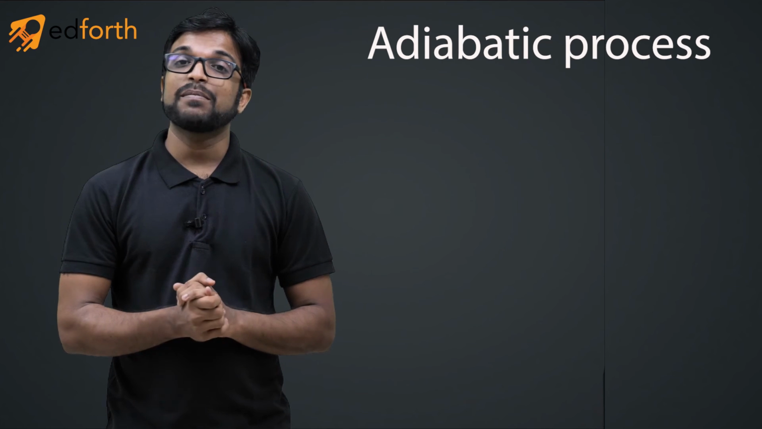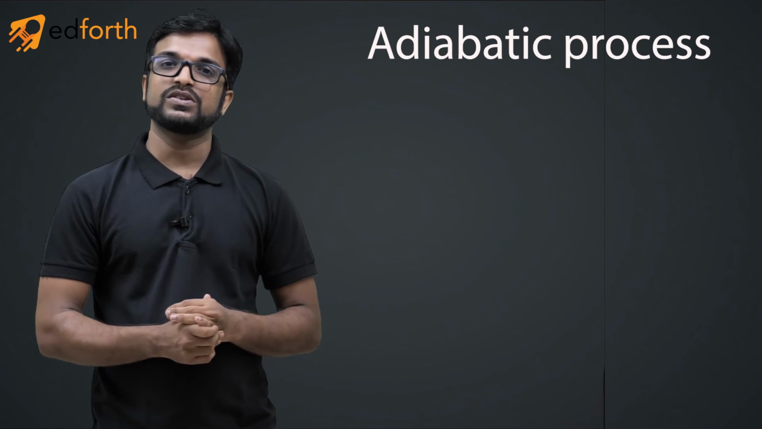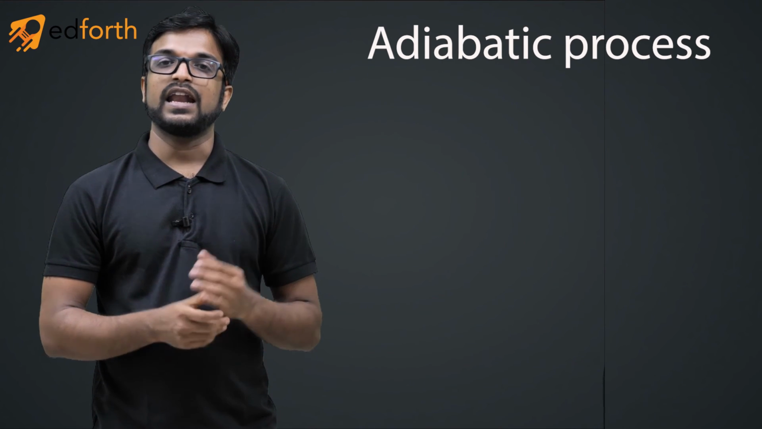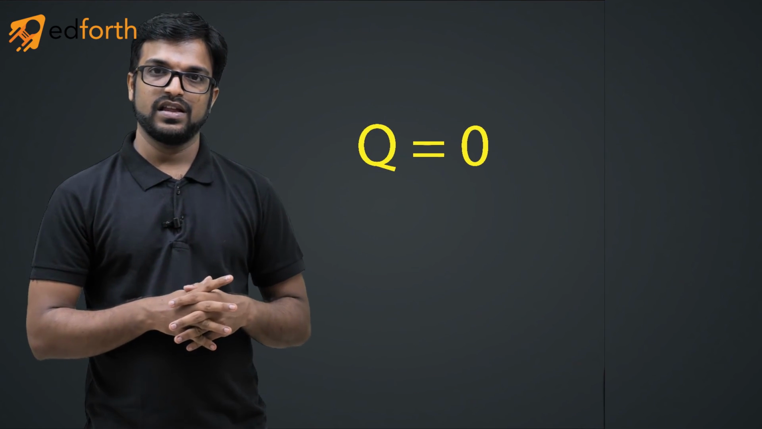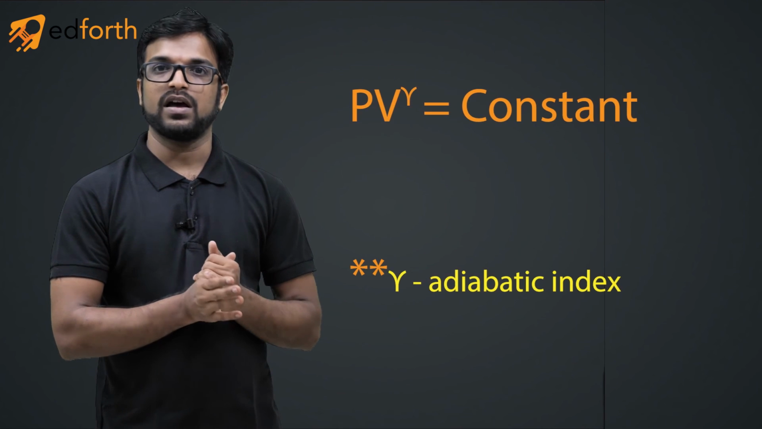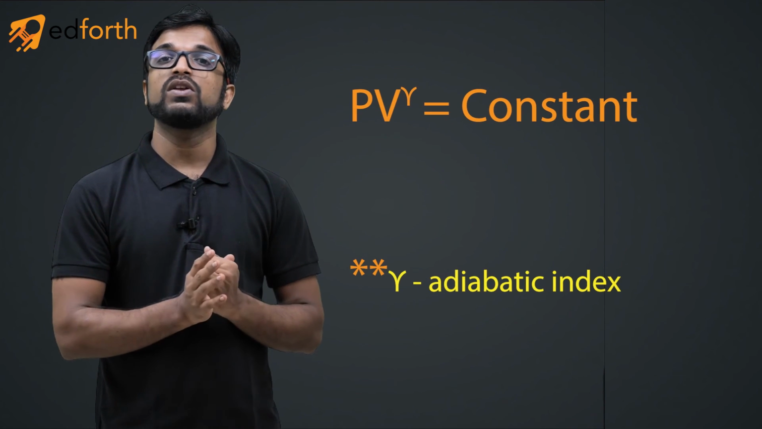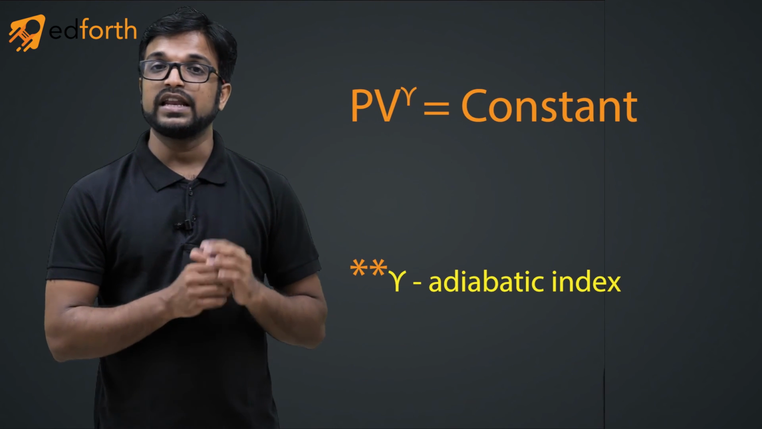Next is the adiabatic process. What is an adiabatic process? An adiabatic process is a process where heat transfer is zero. There is no heat transfer between system and surrounding. So for a reversible adiabatic process, it is represented by the equation PV raised to gamma is constant. A reversible adiabatic process will follow this equation.